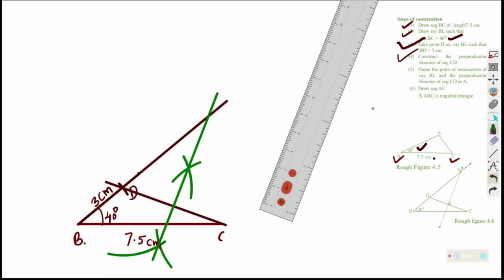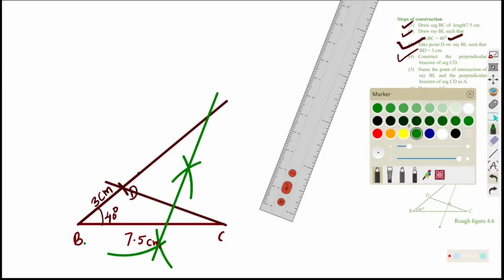a point of intersection created by the perpendicular bisector. We'll mark it perfectly. That point will become the vertex A of triangle ABC.